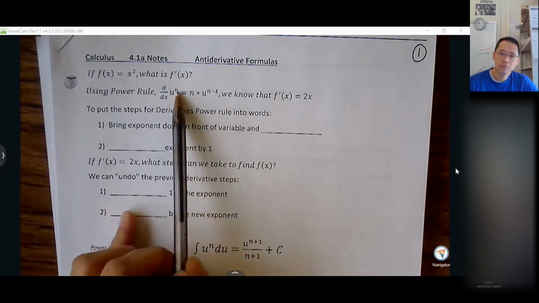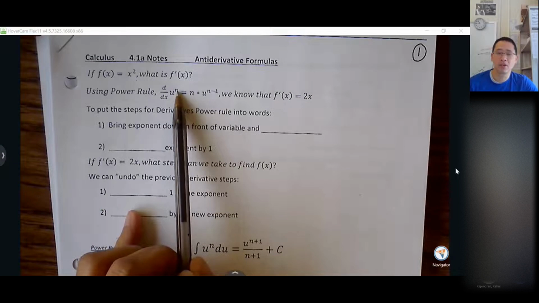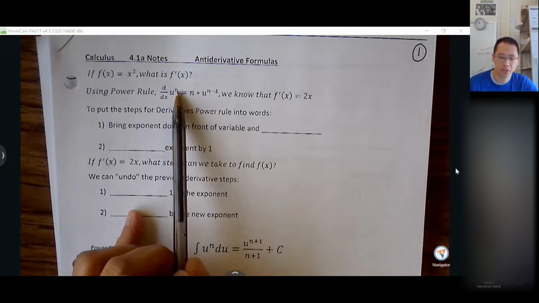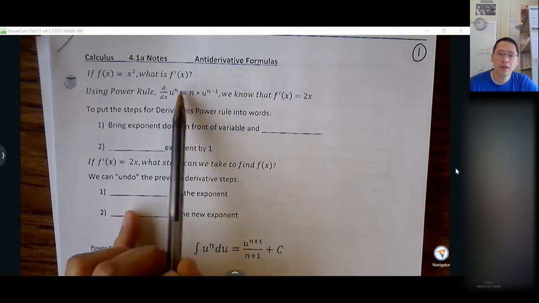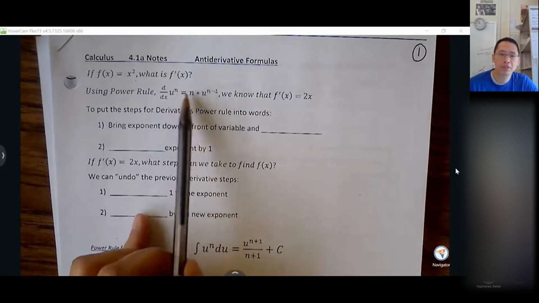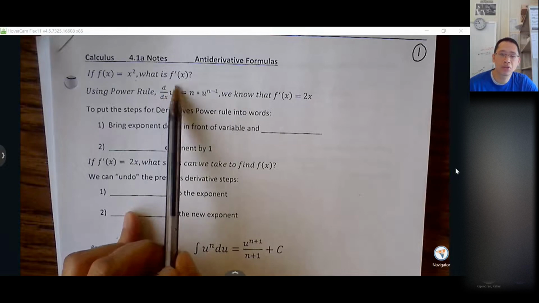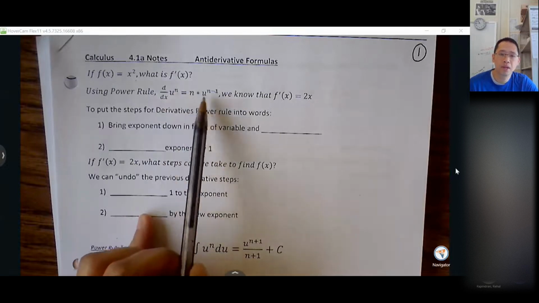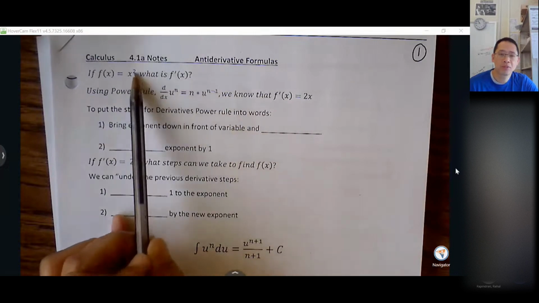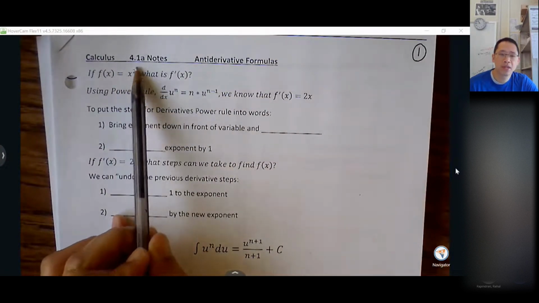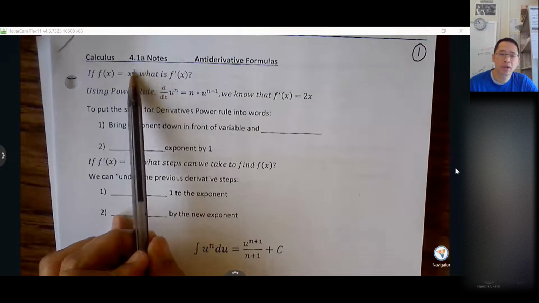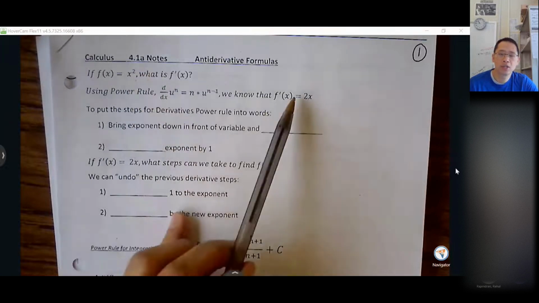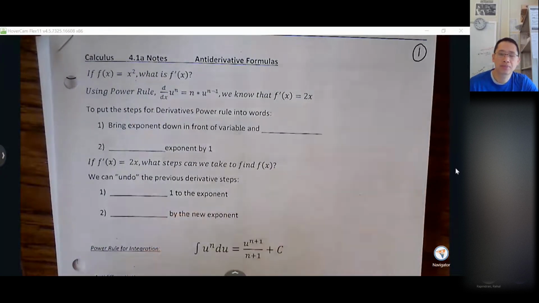You would take that exponent that's showing in the original expression, and you would bring that exponent down in front, right? That n will come down in front, that 2 will come down in front, and then you would subtract 1 from the exponent. So the 2 comes down in front, that becomes 2x, and then you took that exponent, subtracted 1 from it, 2 minus 1 is 1, so we get 2x to the first power.